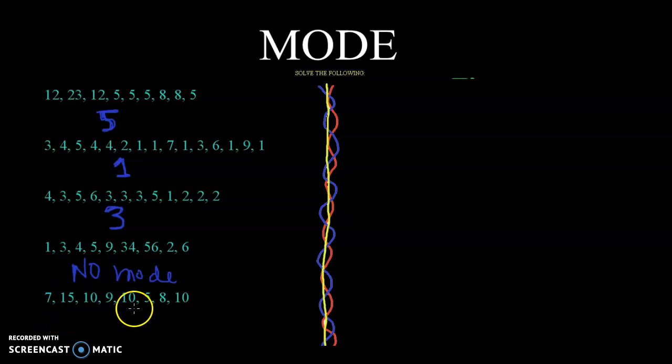7 comes up 1 time. 15 comes up 1 time. 10 comes up 3 times. I think that's it. Let's use blue. 10 comes up 3 times, so that's the mode. And we're done.